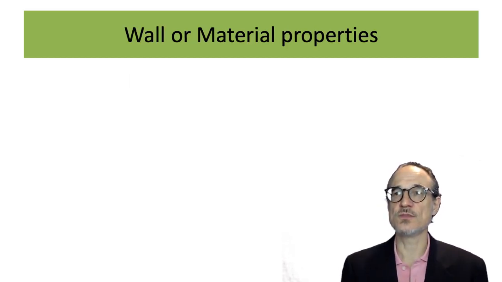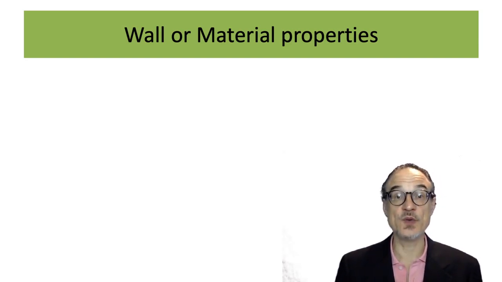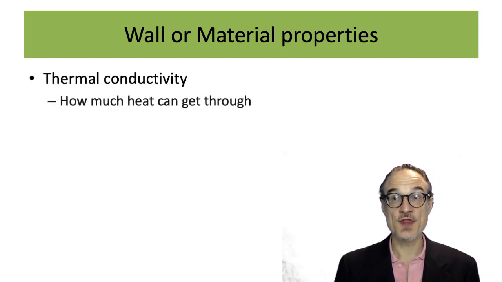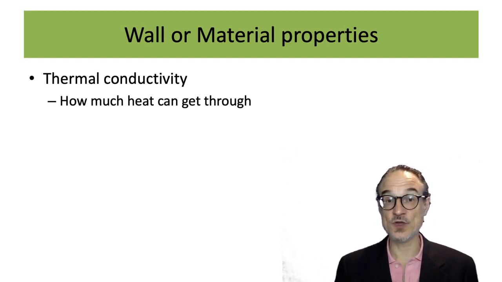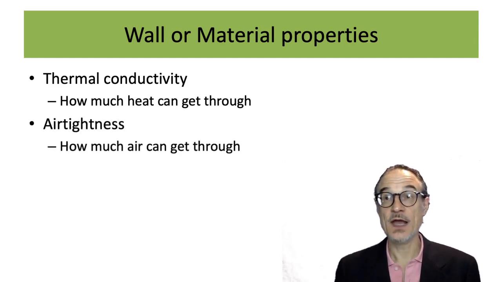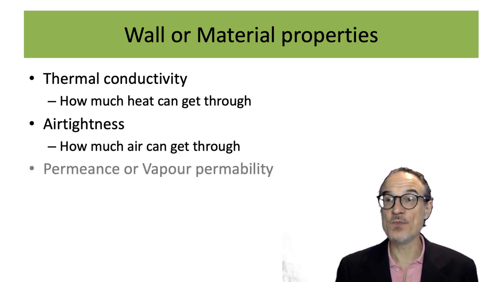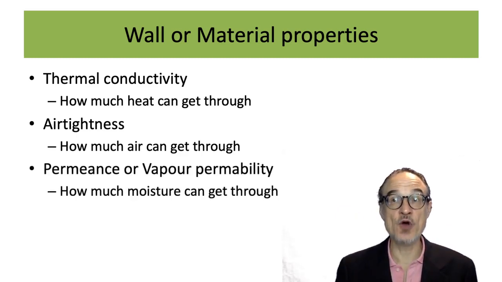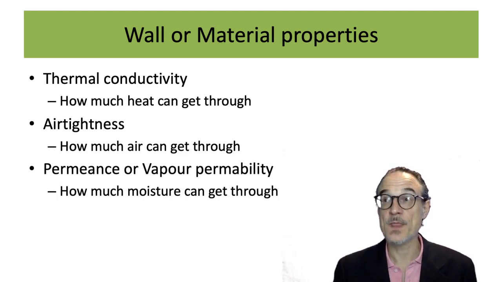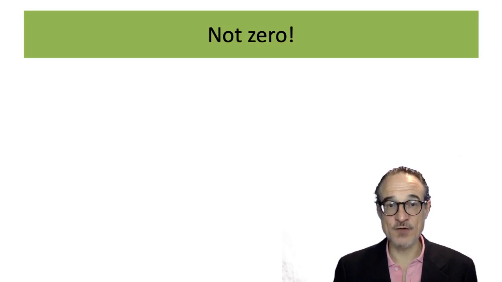So, walls or material properties. There are some different properties of walls that we need to think about. Thermal conductivity is how much heat will go through the wall. Airtightness is how much air gets through the wall. And permeance or vapour permeability is how much moisture can get through the walls. And none of these are zero.